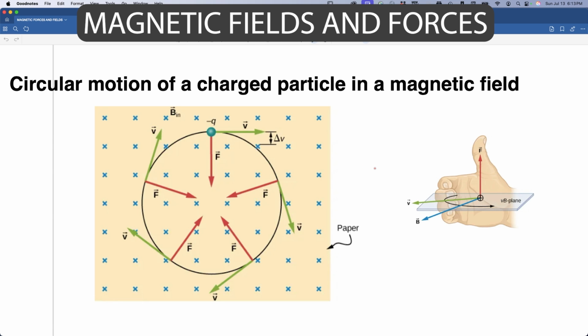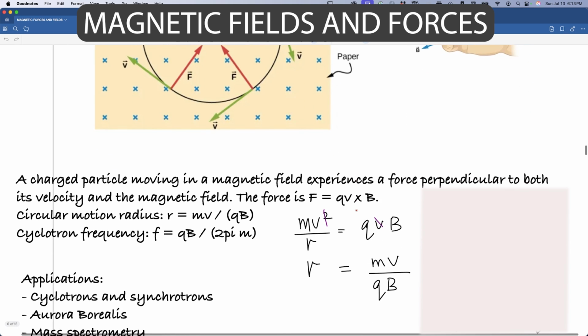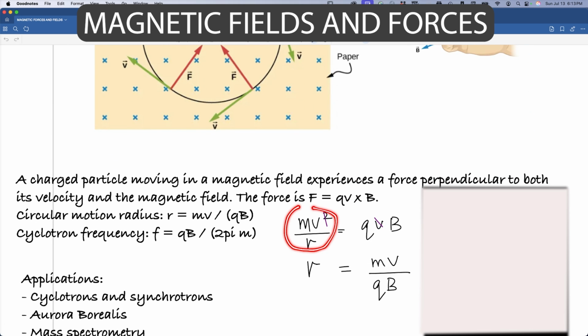Whenever we talk about circular motion, we should know that there is the centripetal force acting on it. The centripetal force, mass times velocity squared by radius, is equal to QVB, because this is maximum. The angle is always 90, so it's maximum. The centripetal force in this case is the magnetic force. That's why I've put them equal to each other. And then when you do the math and rearrange, you get this very important formula for the radius.